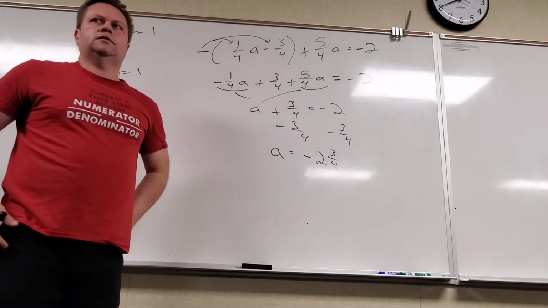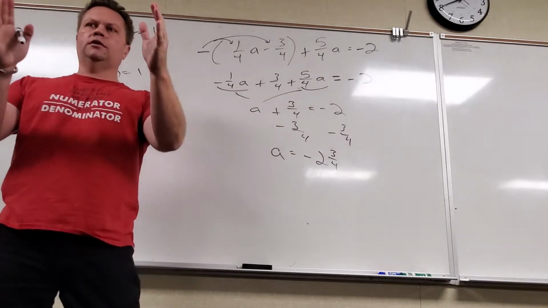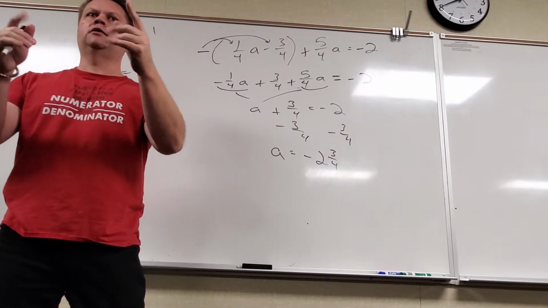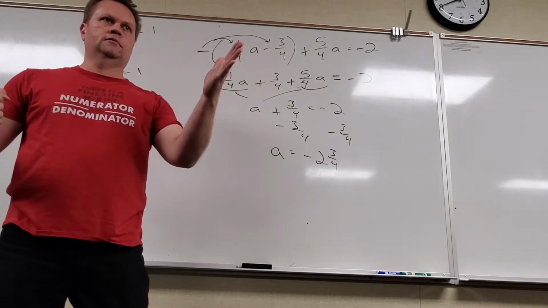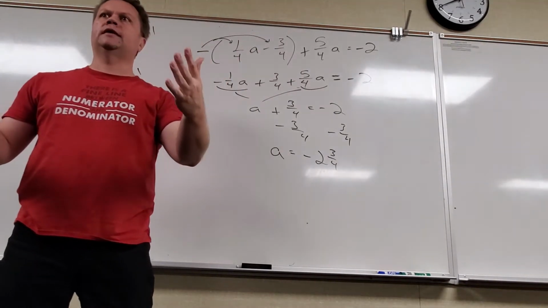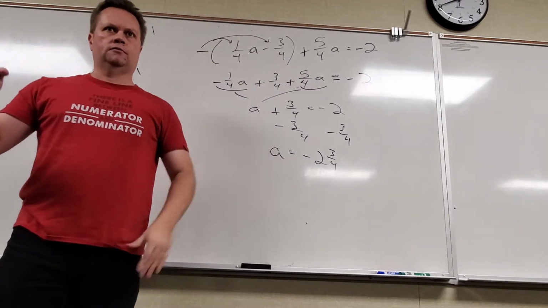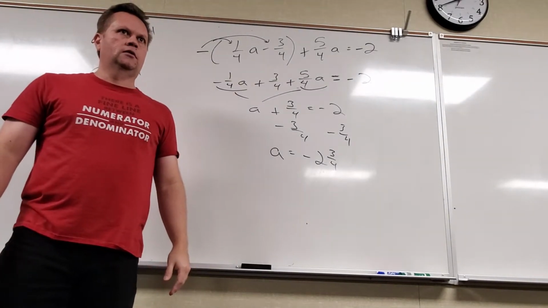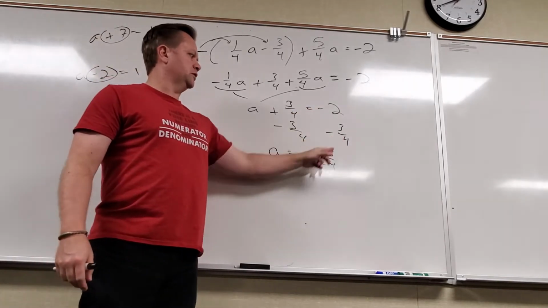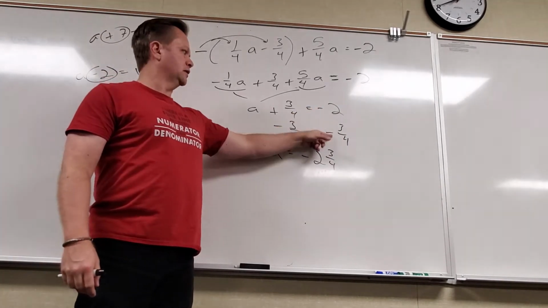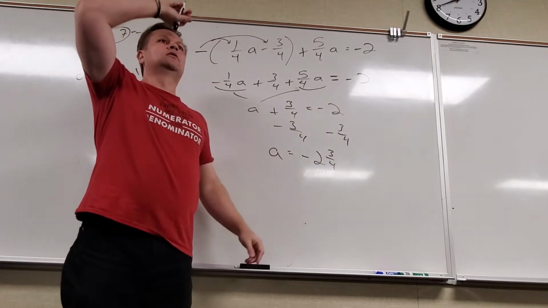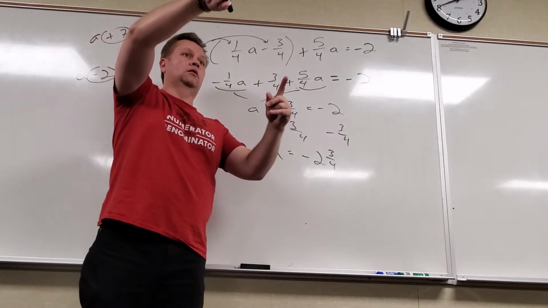So just to remind you guys, if the two things you're putting together have the same sign, you add them. So for example, negative 5 minus 8. 5 plus 8 is 13, negative 13, right? Isn't 2 plus 3 fourths 2 and 3 fourths? But everything's negative, so it's negative.